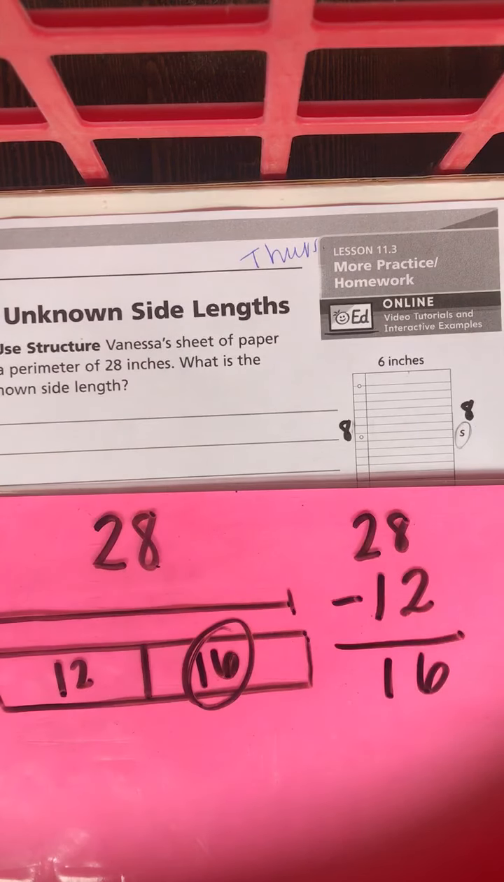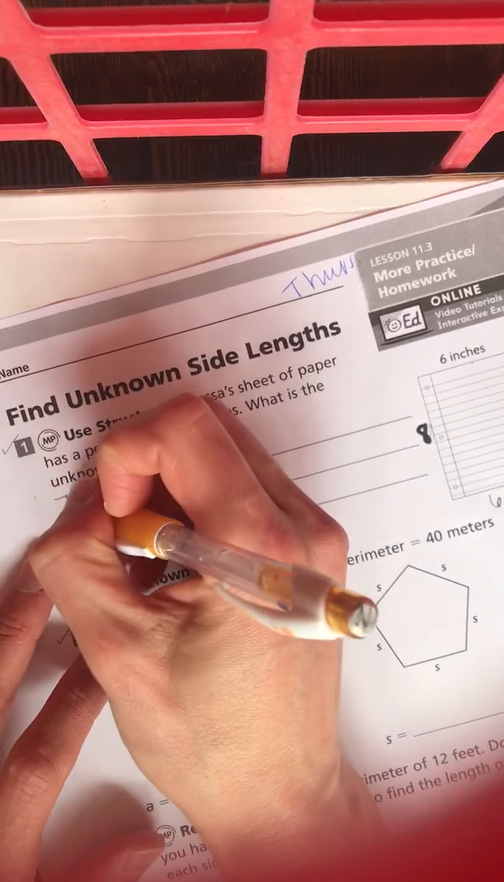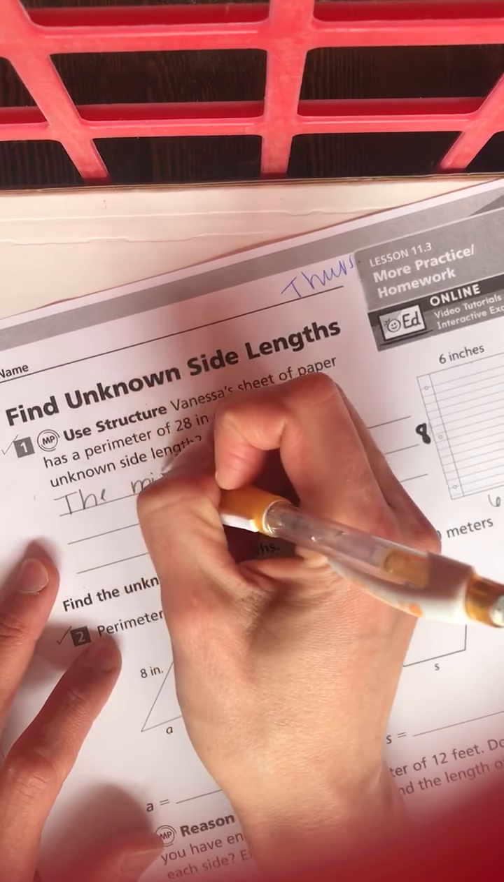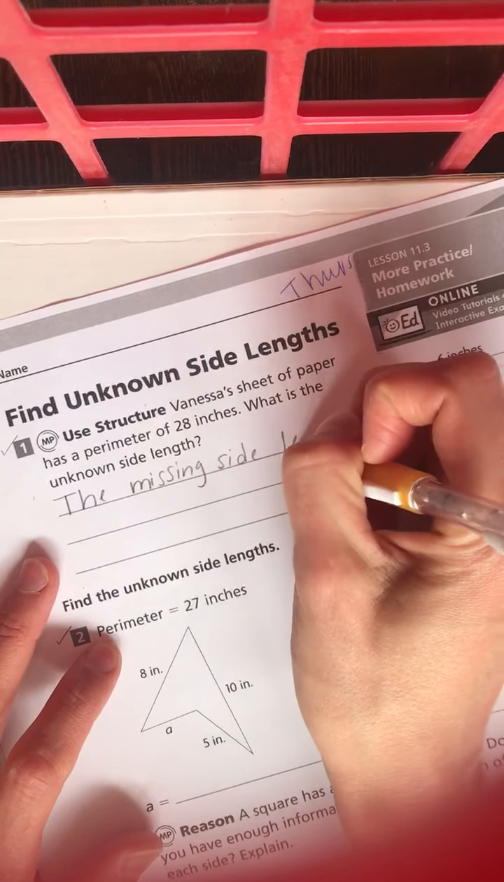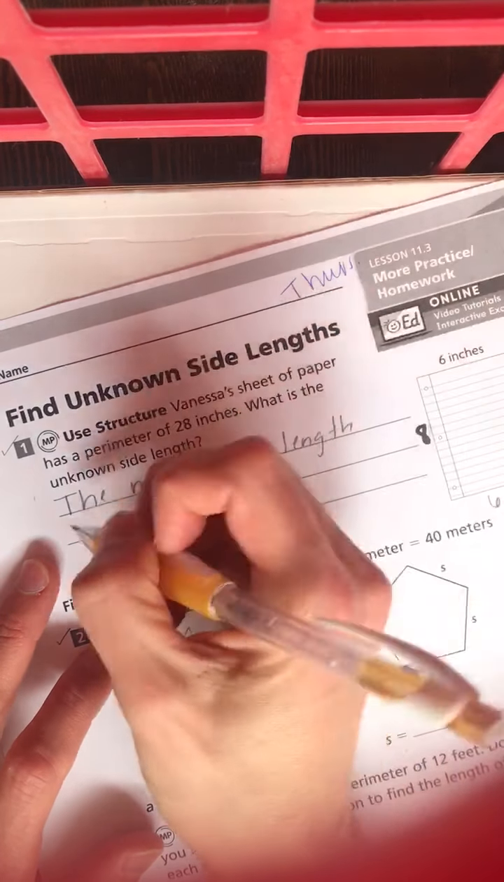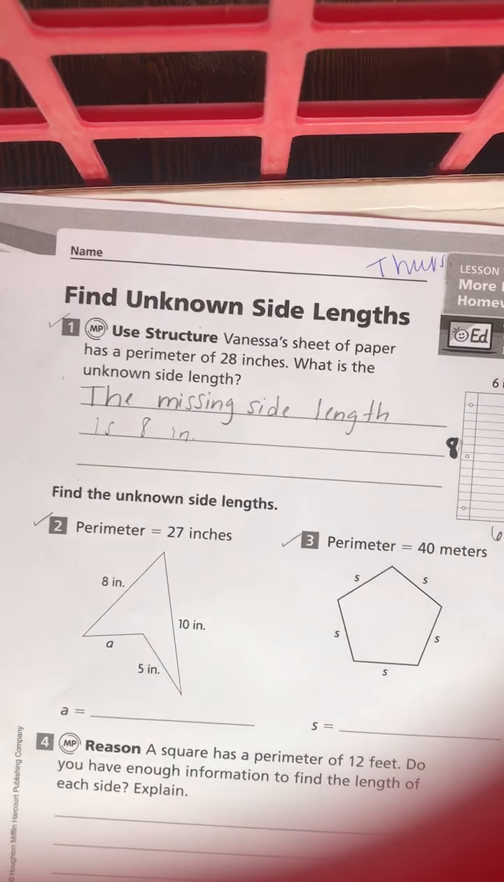Okay, so on your paper, you're going to write a sentence. The missing side length is 8 inches. Okay, pause your video so that you can get that sentence written down, and when you're ready, press play. Okay, friends, great job working on number 1.